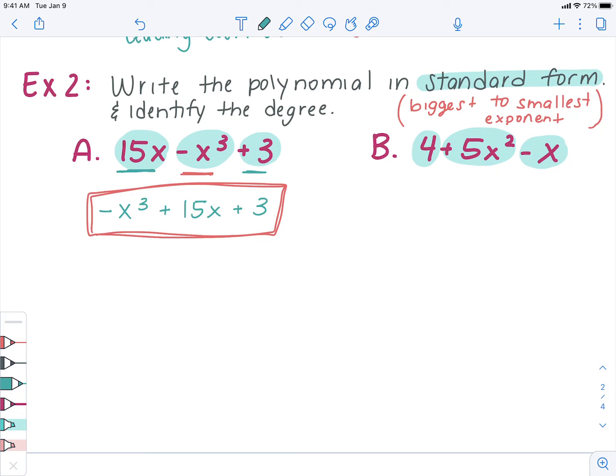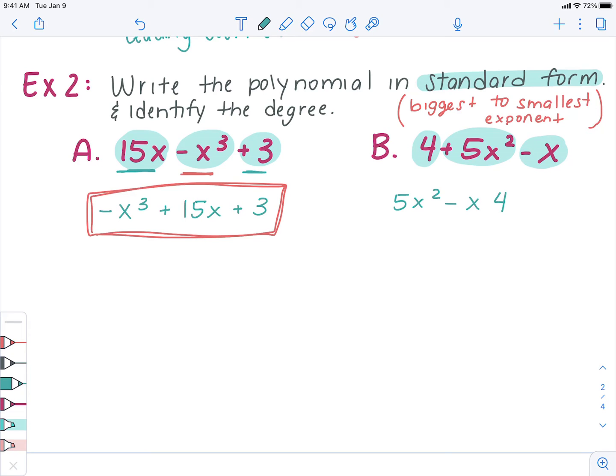Since it's a positive 5x squared, I don't have to write the plus sign in front of it. Right? We don't normally write things when they're positive. We just write the number down. So I don't need the plus sign there. I can just write 5x squared. Then I've got a minus x. And then I've got just a 4.